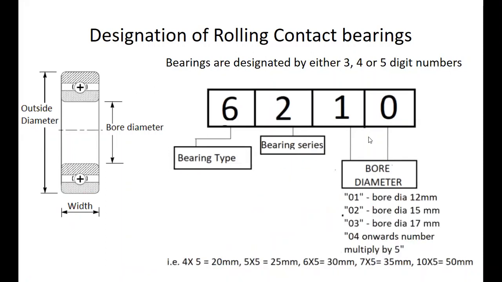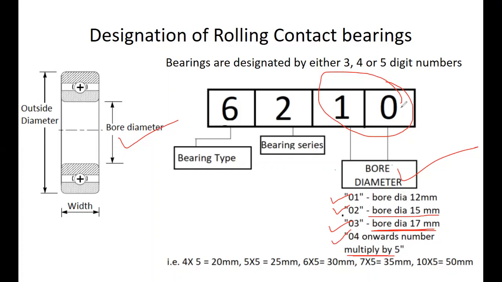Coming to the last 2 digits, they indicate the bore diameter. 01 indicates bore diameter 12 mm. 02 indicates bore diameter 15 mm. 03 indicates bore diameter 17 mm. And from 04 onwards, you have to multiply it by 5.